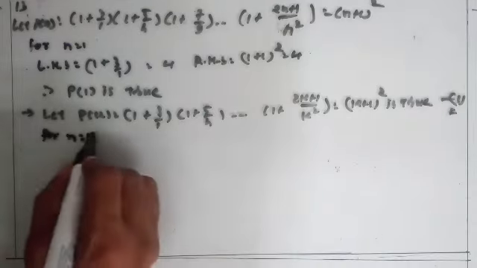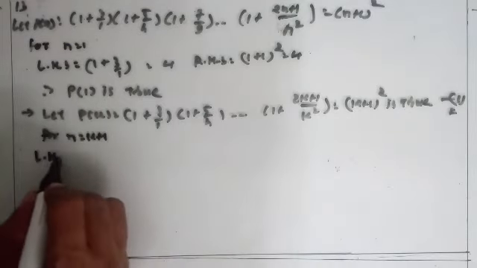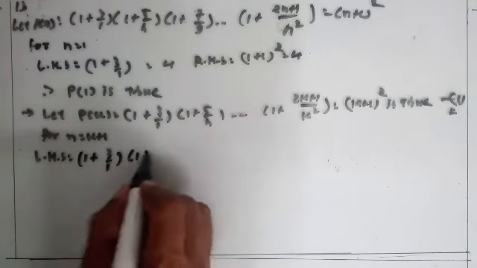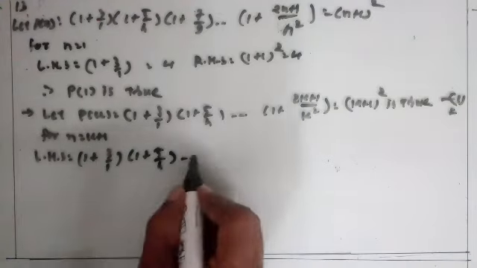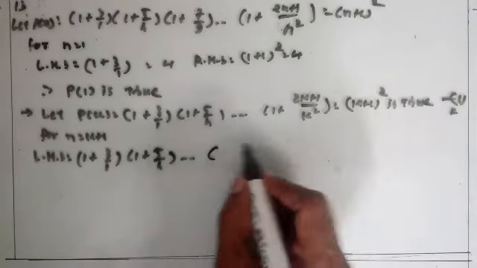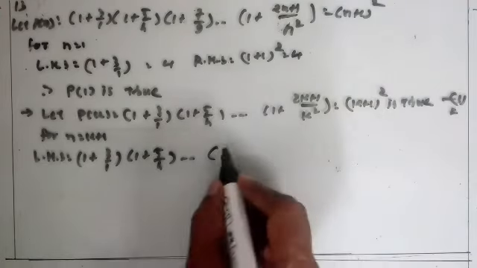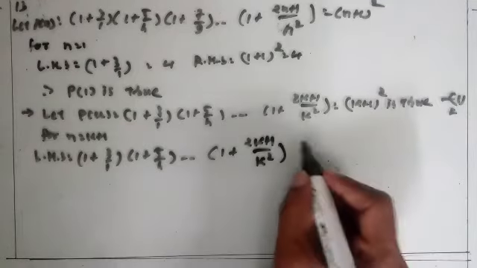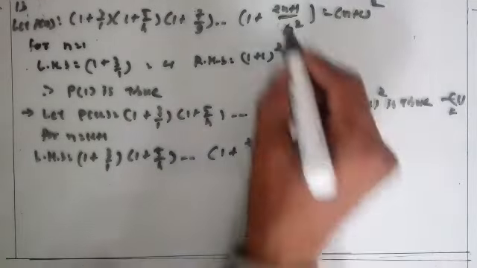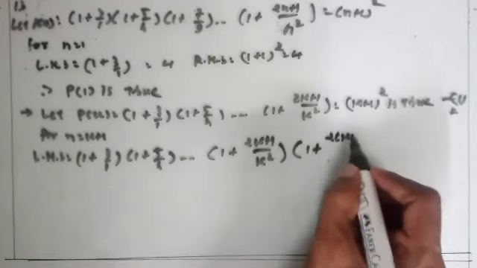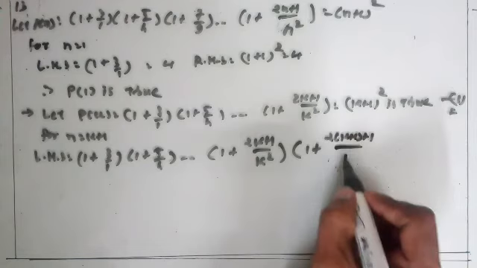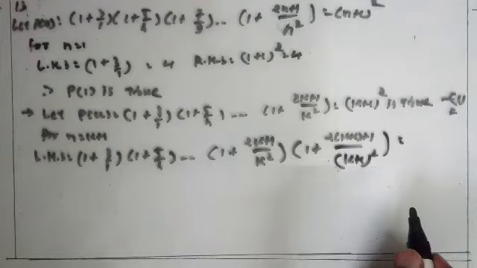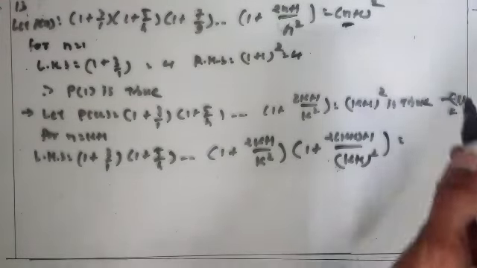For n = k + 1, LHS is equal to (1 + 3/1)(1 + 5/4)... the second-to-last term becomes (1 + (2k+1)/k²), into the last term, which becomes 1 + (2(k+1)+1)/(k+1)². Clear? We want to show that this is equal to (k+1).